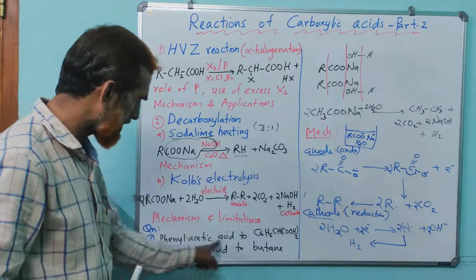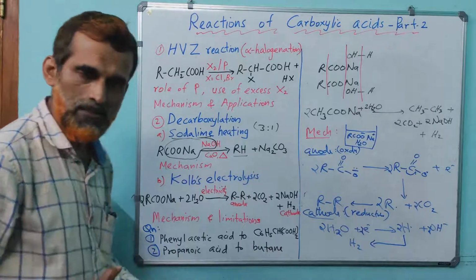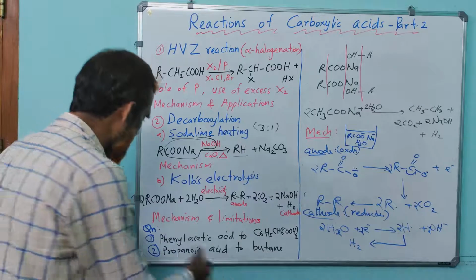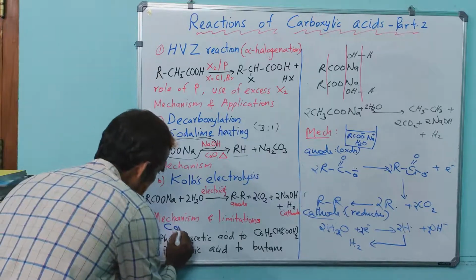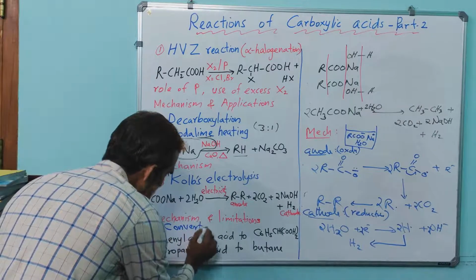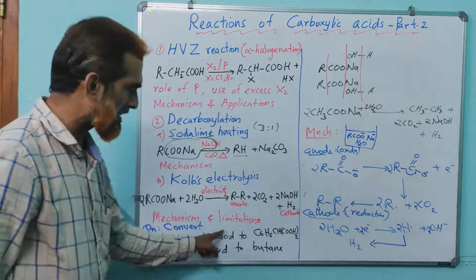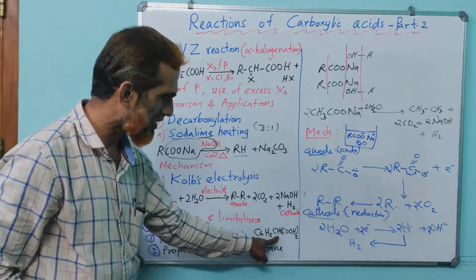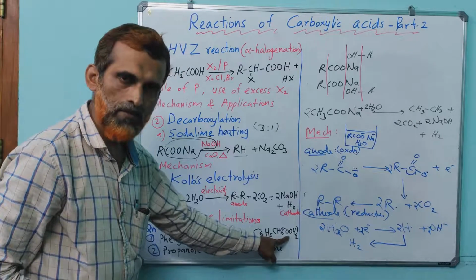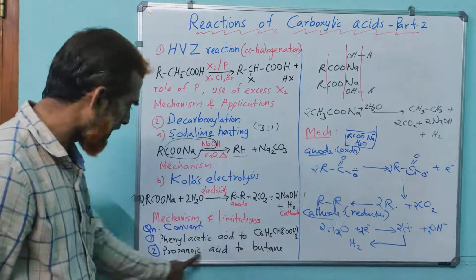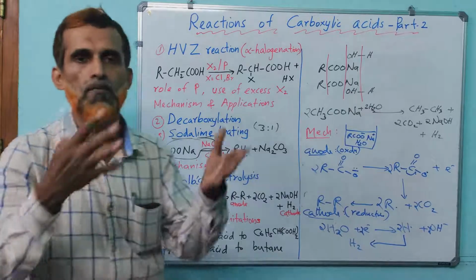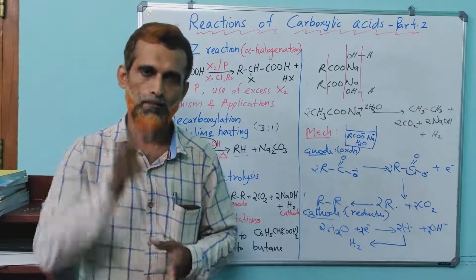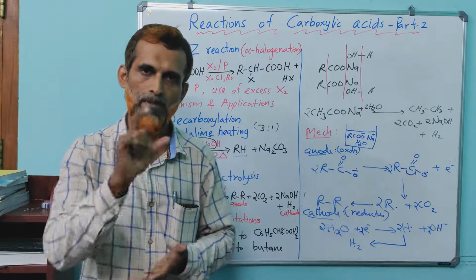Now finally, there are 2 questions for you. You should practice this. You should write the answer for this. Number 1, this is a conversion. The question is to convert phenyl acetic acid to this product, C6H5CH2CH2C6H5. And the second one, propanoic acid to be converted to butane. You have to write the conversion chart with proper reagents and proper steps.